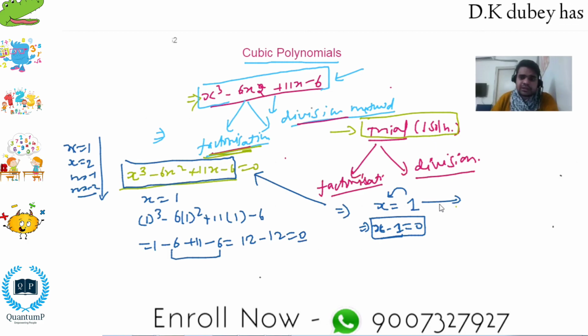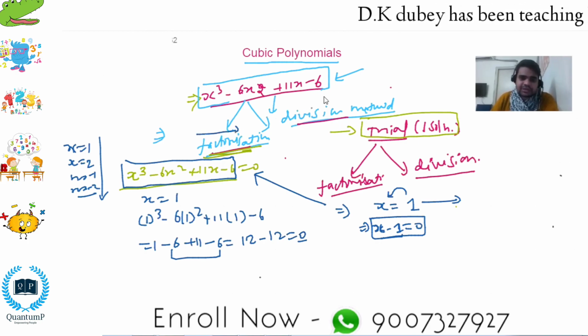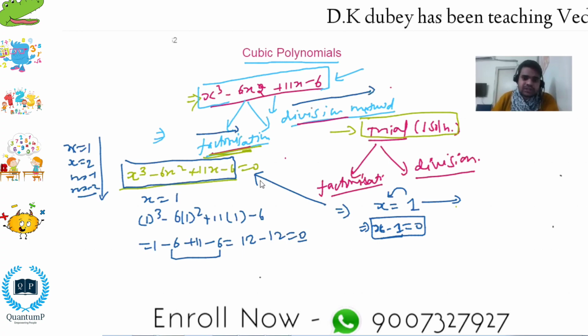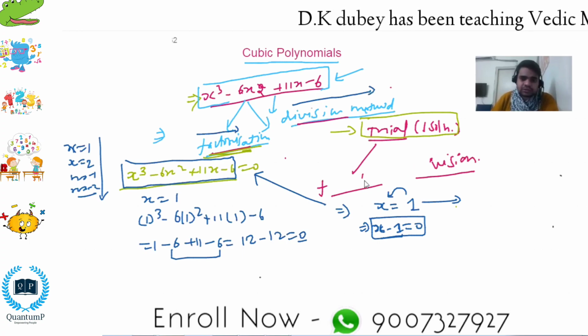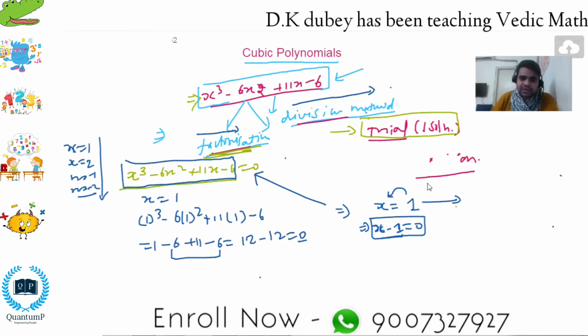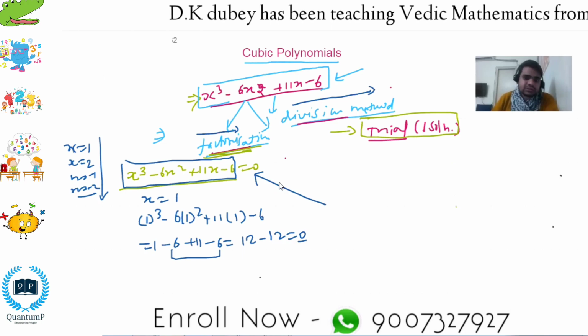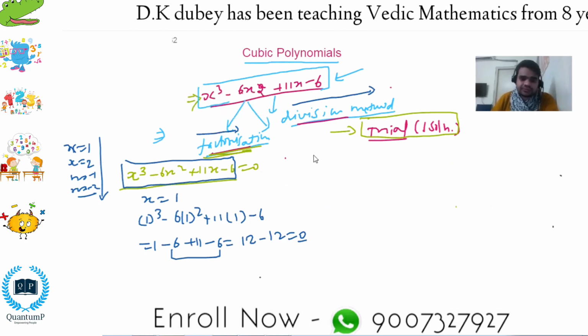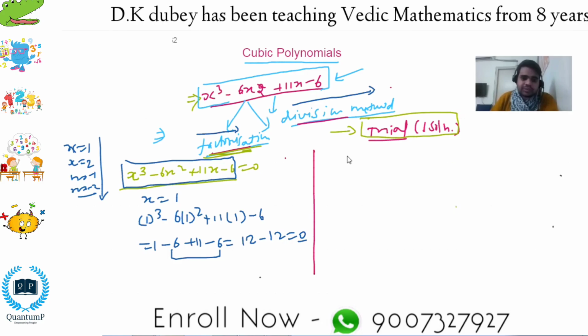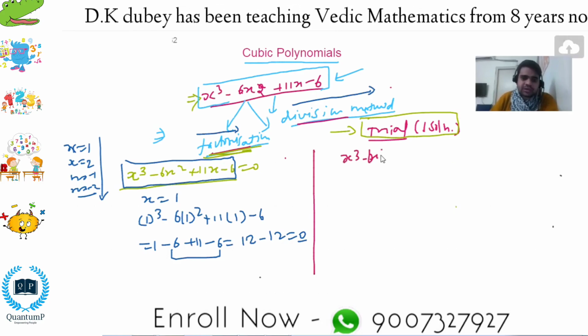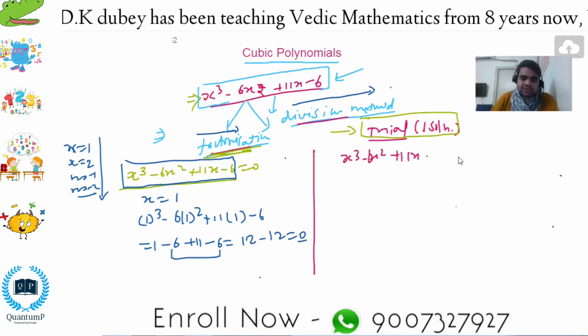Now I'm going to find the second and third solutions by the factorization method first, then I'll tell you the division method. Let's factorize this equation with the help of x minus 1, because we know that x minus 1 is a factor. So we have x cube minus 6x square plus 11x minus 6 equal to 0. From x cube I'll take x square common, and write x minus 1 by default.